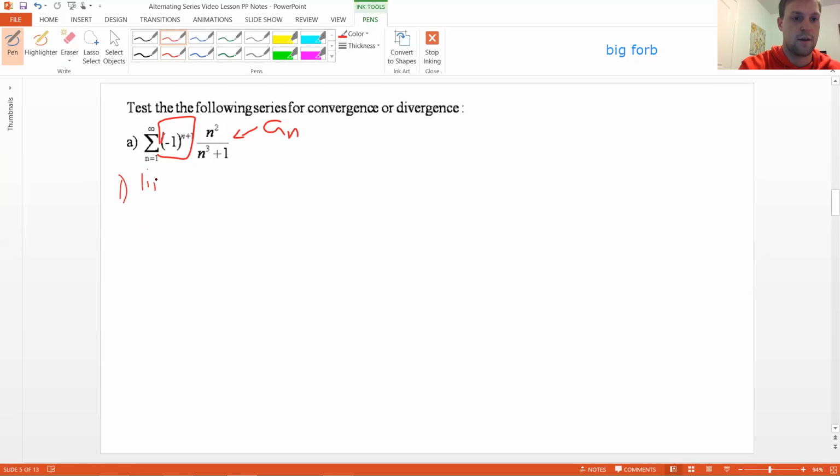Okay, we're going to do the limit as n approaches infinity of n squared over n cubed plus 1, which does equal 0. Can you agree on that? You've got a higher power on the bottom than you do on top, so that is obviously going to converge to 0.